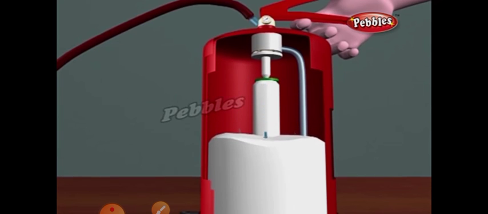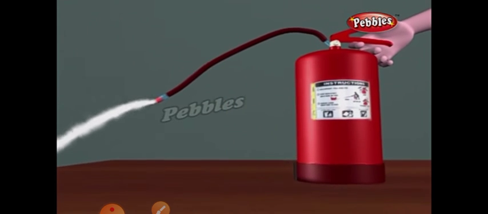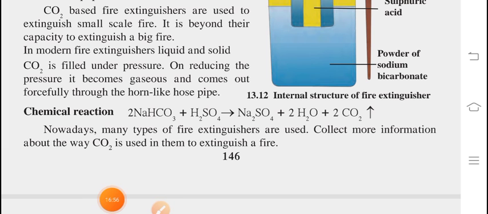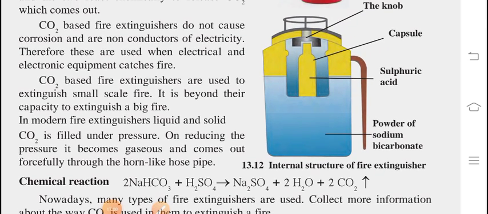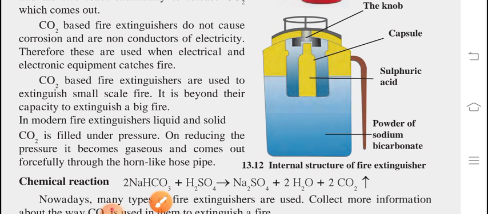See, this is the process. Carbon dioxide is coming out after the chemical reaction between sulfuric acid and sodium bicarbonate. So this is the internal structure diagram of the fire extinguisher. This can come in your exam, to draw a diagram of a fire extinguisher. So you should know about the things which are present in it.